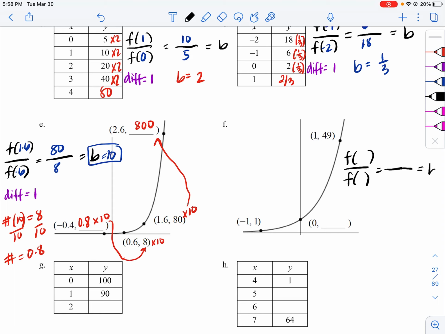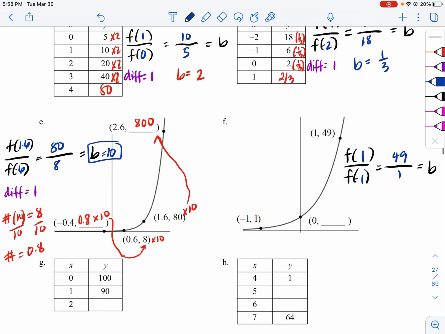Next, we have f of I don't know equals b. Okay, so what am I given? I'm given this and I'm given this. So I have 1 versus -1. So 1 is bigger, so I'm going to put 1 on the top with a y of 49, and -1 with the y of 1.